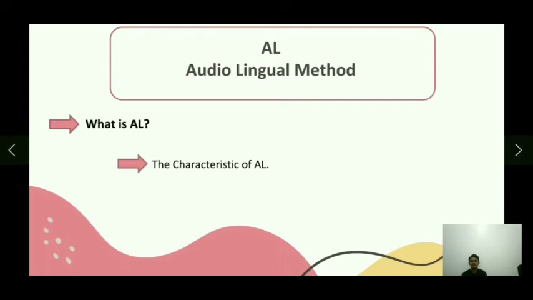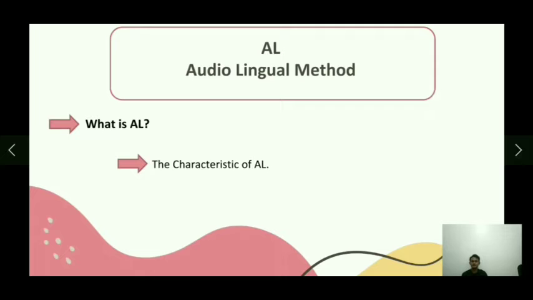Number 5, there is little or no grammatical explanation. Grammar is taught by inductive analogy rather than by deductive explanation. Number 6, vocabulary is strictly limited and learned in context. And number 7, there is much use of tapes, language labs, and visual aids.